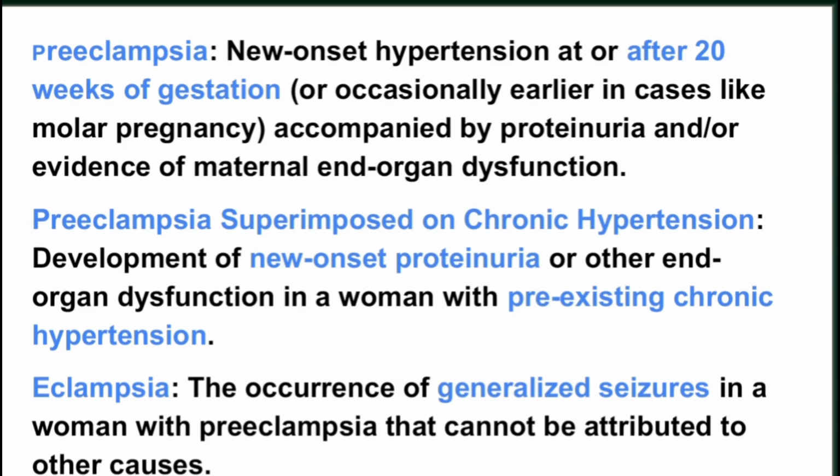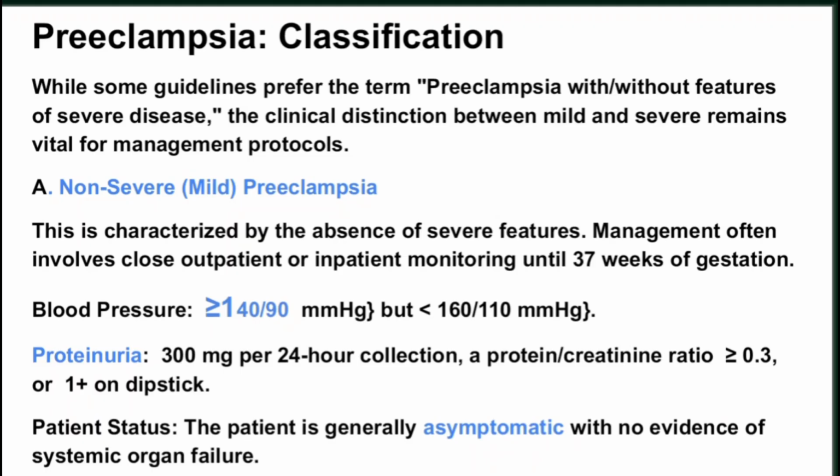Okay, so with that being said, eclampsia is just the occurrence of generalized seizures in a woman with preeclampsia that cannot be attributed to other causes. Okay, so preeclampsia can also be further classified into non-severe or severe preeclampsia. So non-severe is also called mild preeclampsia.